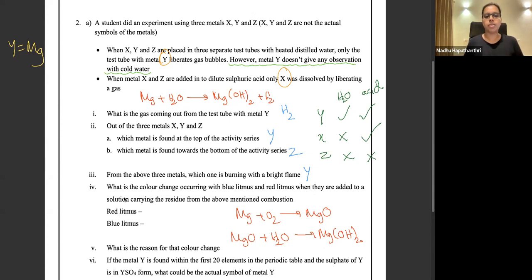So red litmus, what will happen to red litmus in a basic solution? Red litmus is turning to blue. When you add blue litmus to a basic solution, what would happen? It remains the same. No, it's not going to pink. It is remaining the same. Bases are not showing any color change with blue litmus. Here, no change. If not, you can say blue color is remaining.